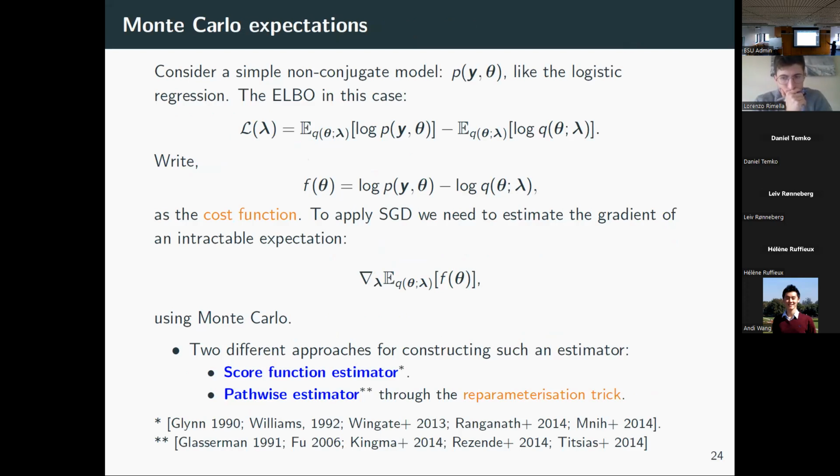Okay, so this is our ELBO. And the lambda, I'll remind you, is the variational parameters. Basically, we want to evaluate this quantity, where I write the cost function as f. We want to evaluate that with some sort of Monte Carlo trick. And that's the foundation of what we call modern variational inference.